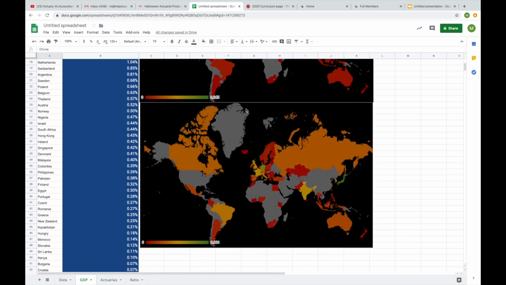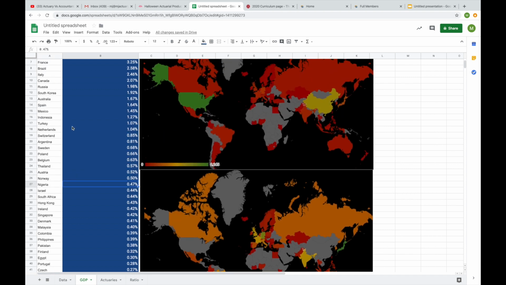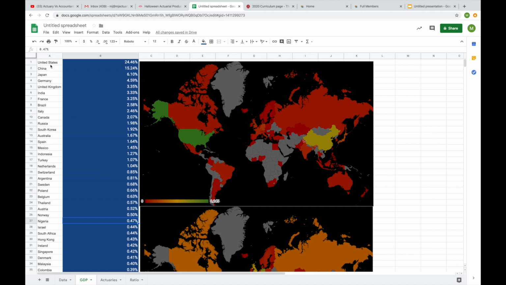So in the second map over here, I have removed America and China just to see how the rest of the world is doing. We can see Japan is up there as well as Germany. Of course, you can also just look at the listings over here to see which are the top countries: United States, China, Japan, Germany, UK, India, France, Brazil, Italy, and Canada.